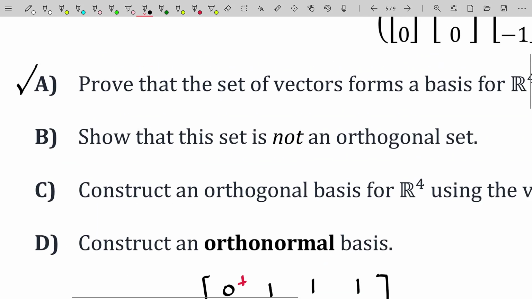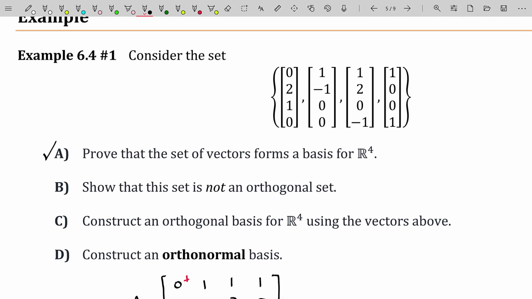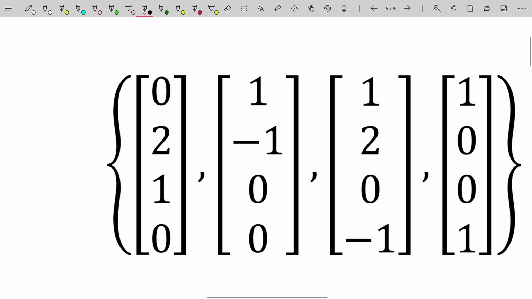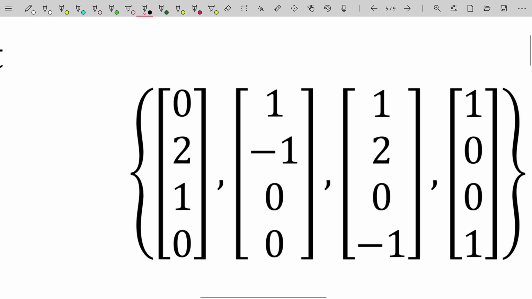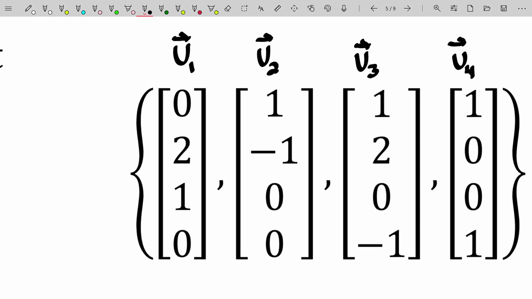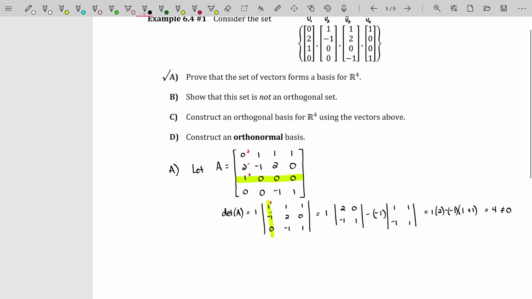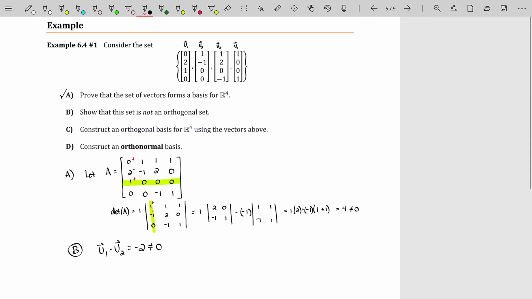Now we're going to show that this set of vectors is not an orthogonal set. And probably the easiest way to do that is just to choose two of the vectors and take their dot product to show it's non-zero. And you could just take this vector here, which I'll call u sub 1, I'll call this u sub 2, u sub 3, and u sub 4, and you can see the dot product of u1 and u2 is going to be -2, which is non-zero. Therefore, we found two vectors within that set of vectors that are not orthogonal to one another. Therefore, this is not an orthogonal set of vectors. That's all we need to do.